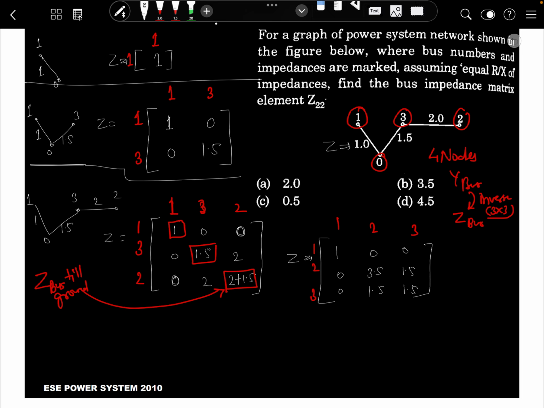Now we have to calculate Z22. So just check where is 22. This 2 and this 2 means this is 22. Z22 is 3.5. Okay, so option B is correct. Okay, I hope you understand this method of using Z in this calculation. We never get this kind of calculation, but if only the Y bus matrix is preferred, it will be easier, but taking the inverse of a 3 by 3 bus is difficult. That's why we go with Z bus.